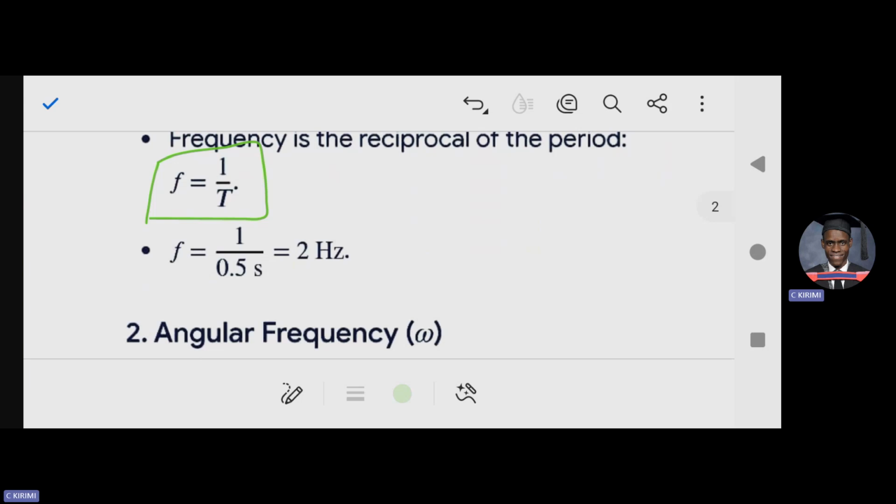Another unit for hertz is per second, because the denominator is seconds. That is the unit for hertz. In symbol, it is s to the power of -1.